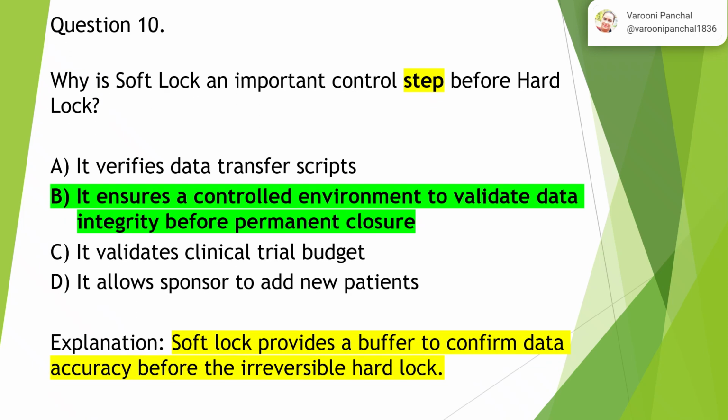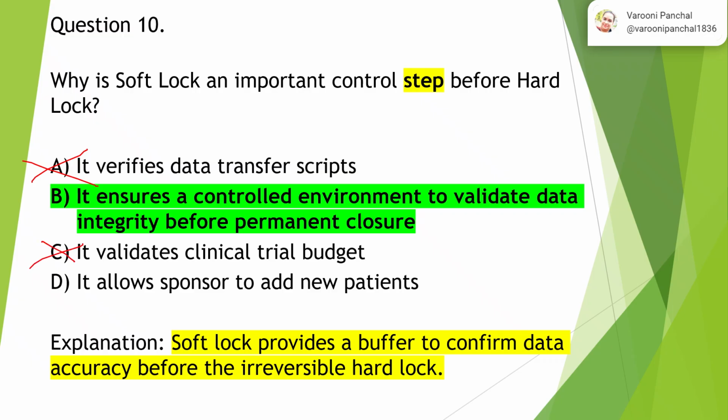Question 10. Why is soft lock an important control step before hard lock? Now option A, it verifies data transfer script. It doesn't make sense to verify the transferring of scripts, because that concept does not belong. So this is not the right answer. Option C, it validates clinical trial budget. Now budget has nothing to do with the database. Budget is out of the question when performing the soft lock and the hard lock. So this is an irrelevant option.